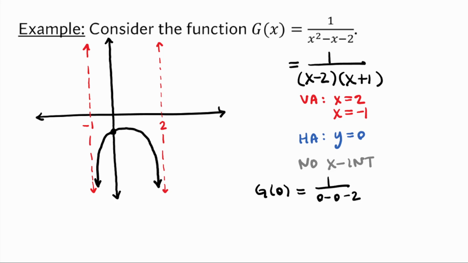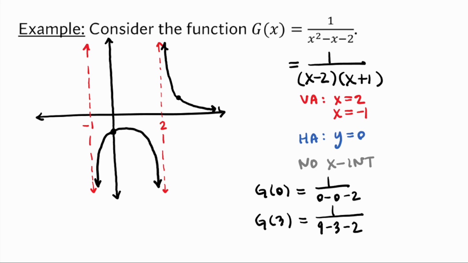Because we have to stay away from the asymptotes, and we can't touch the x-axis because there's no x-intercept, so it must look like that. And then I might try something bigger than 2, like, maybe g of 3. And I'd have 1 over 3 squared is 9, minus 3, minus 2, and that's 1/4, which is a positive number. So maybe I just put that right here. And so again, there's no x-intercept. I have to respect the vertical asymptote. There's going to be a horizontal asymptote eventually of y equals 0, so the graph's going to look like this.